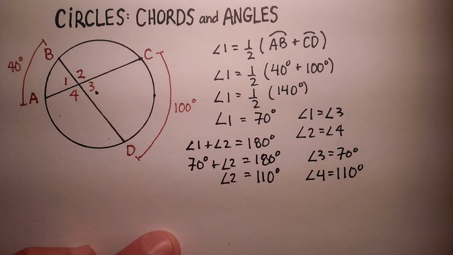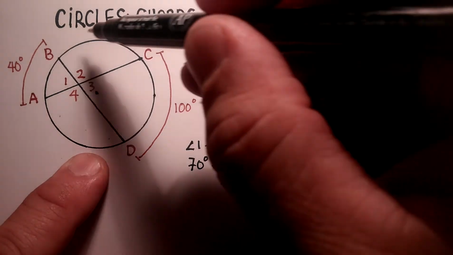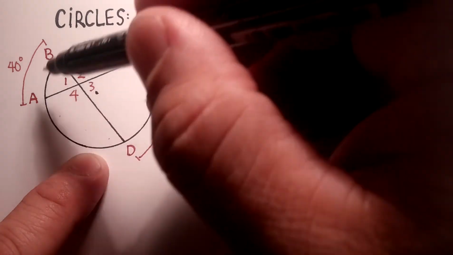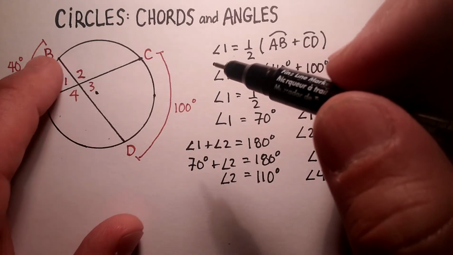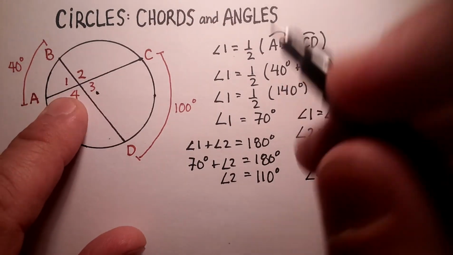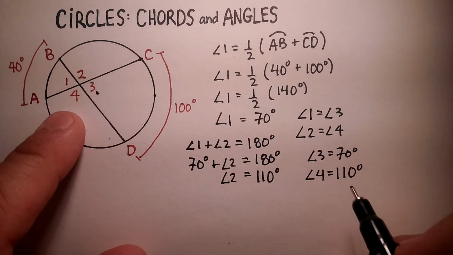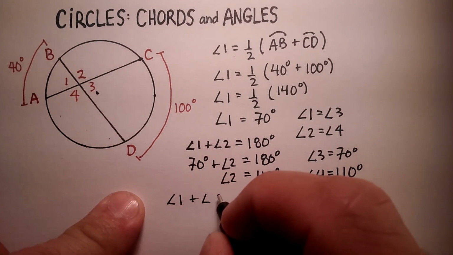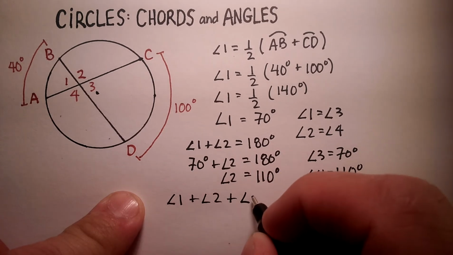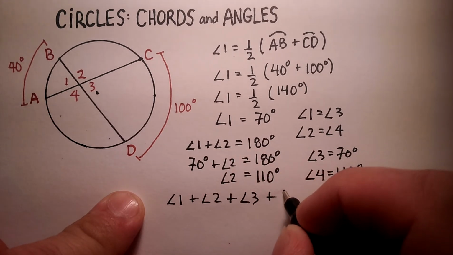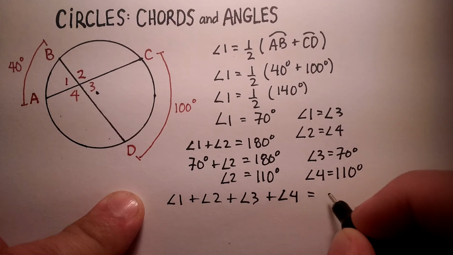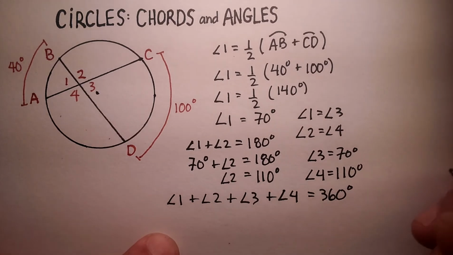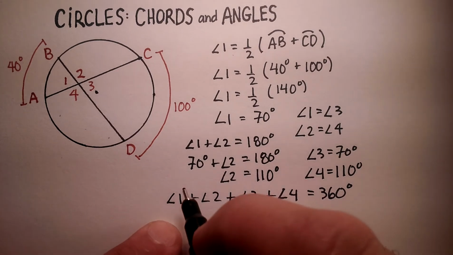Now, you'll remember that a circle has 360 degrees in it, right? So let's go ahead and see if we can add up all these particular angles and equal 360. That would be the check. So angle 1 plus angle 2 plus angle 3 plus angle 4 should be equal to 360 degrees, which again is the circumference. And let's see if that's true.